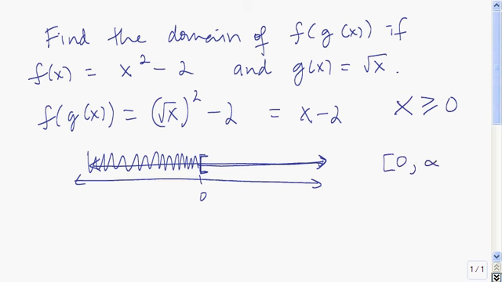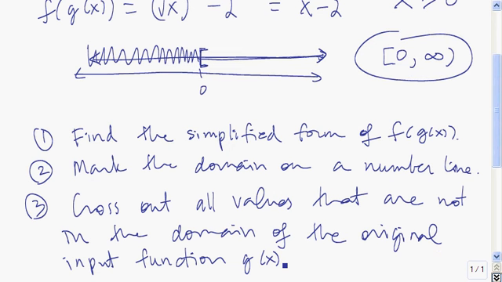or in interval notation, [0, infinity). All right, I'm going to recap that strategy for you. Okay, so the strategy is to first find the simplified form of f of g of x. Then you're going to mark its domain on a number line. Then you're going to throw out all of the values that are not in the domain of the original input function, g of x.